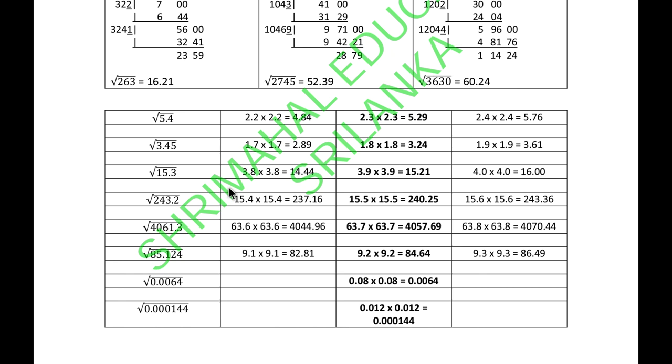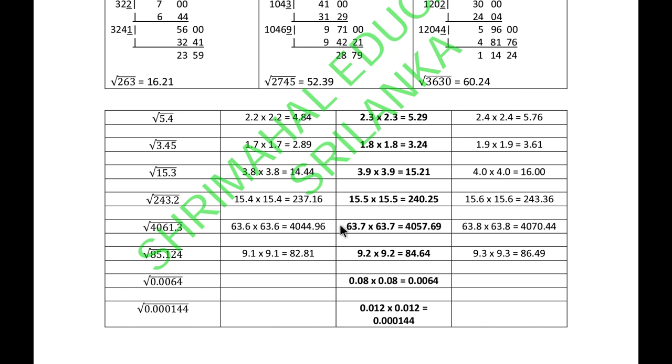Next one, the root 243.2. So I'll consider 15.4 times 15.4, 15.5 times 15.5, 15.6 times 15.6. So close one is 240.25. So root of 243.2 equals 15.5. Next one, 4061.3, the root. So that is 63.6 times 63.6, 63.7 times 63.7, other one 63.8 times 63.8. So closer one is 4057.69. So it makes 63.7.